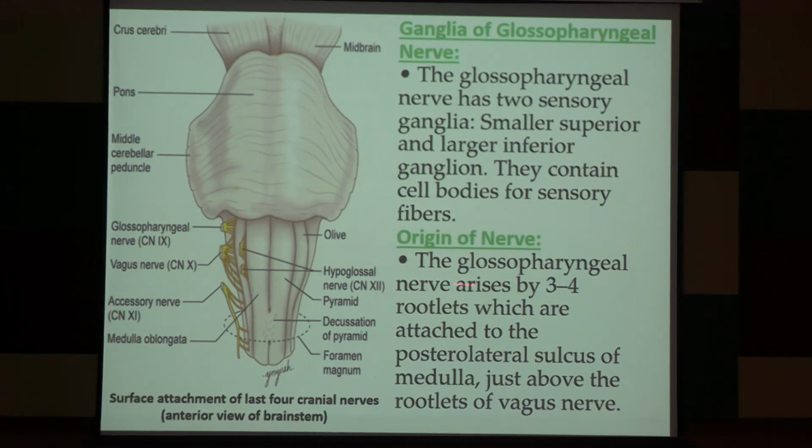Next, what is the origin of the nerve? Ninth cranial nerve or glossopharyngeal nerve arises by 3-4 rootlets which are attached to the posterolateral sulcus of the medulla. Here is the origin of glossopharyngeal nerve, above the vagus and accessory nerve. Okay, 9th, 10th, 11th arising from the posterolateral sulcus of the medulla.